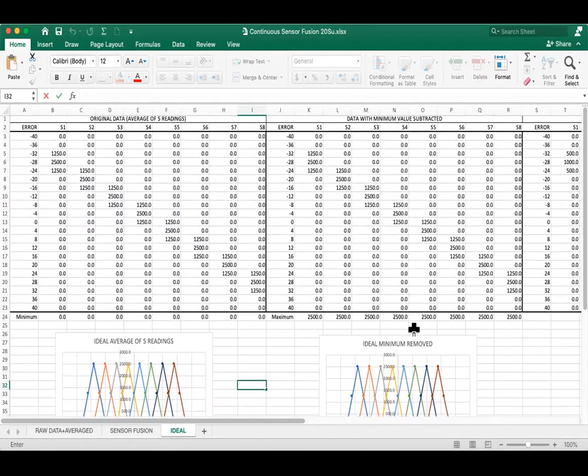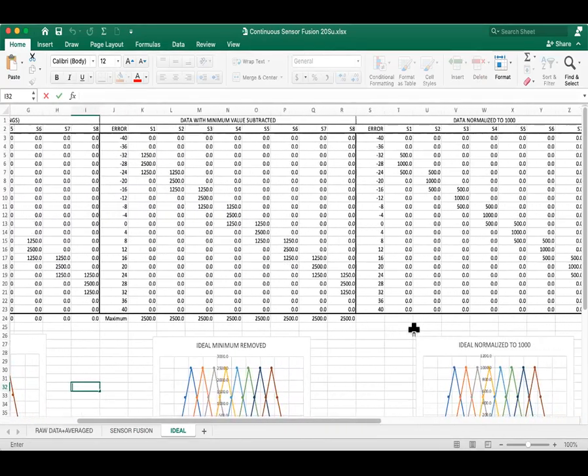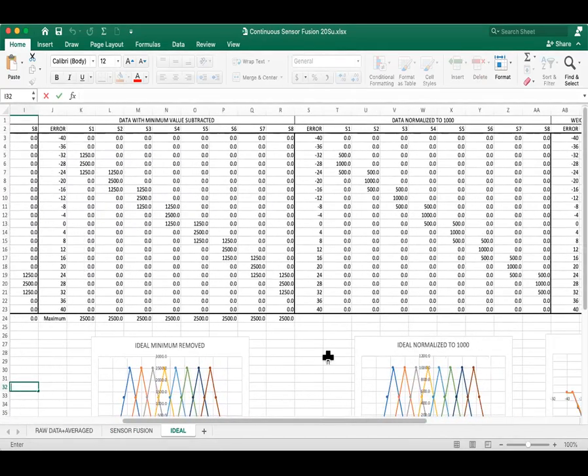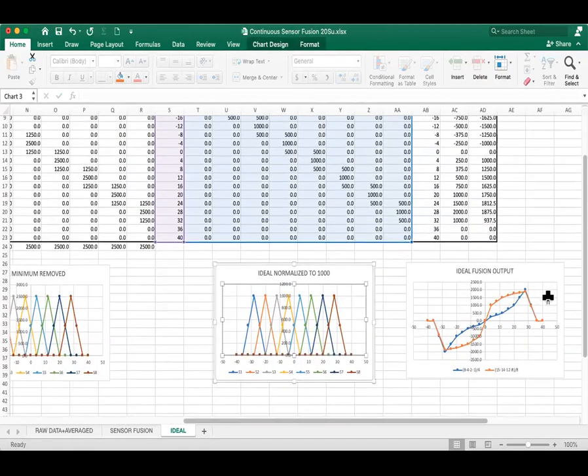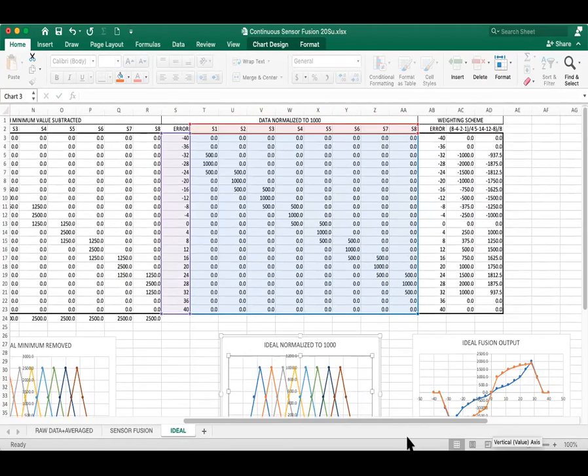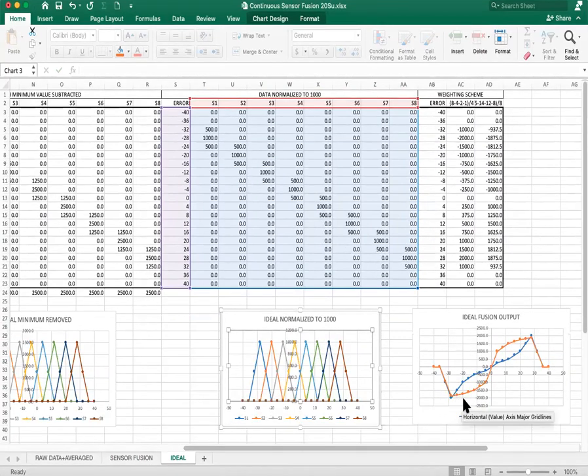The maximums were all 2,500. And then we go over here and calculate the errors, and so everything is so ideal. So the payoff is right here. This is what the sensor fusion looks like if we had ideal sensor measurements in our calibration. Doesn't look a lot different.